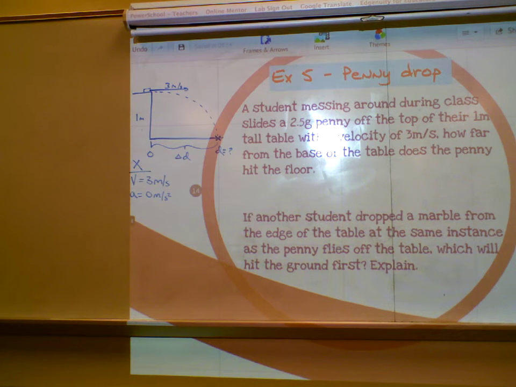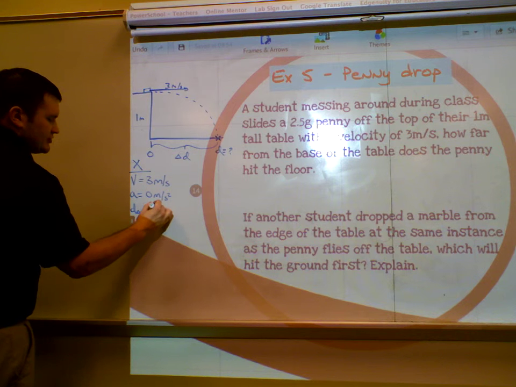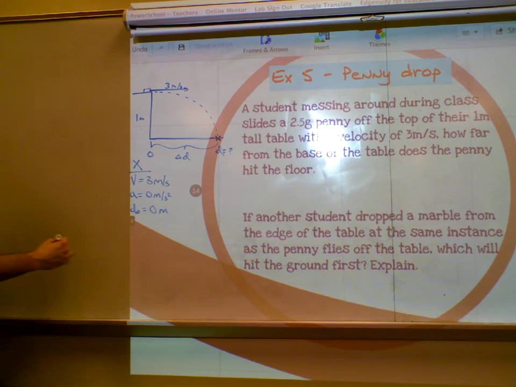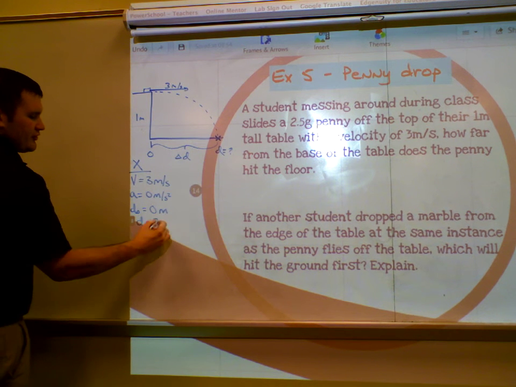We know the penny is going that way. What else do we know? Where do we start? 0. So D naught is 0. Where do we end? Don't know. That's what we want to find, right? D final. So D, right here, that's what we want to know.